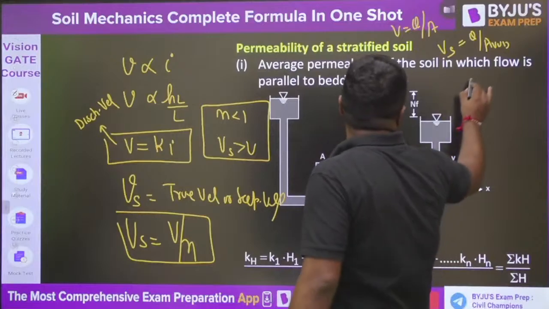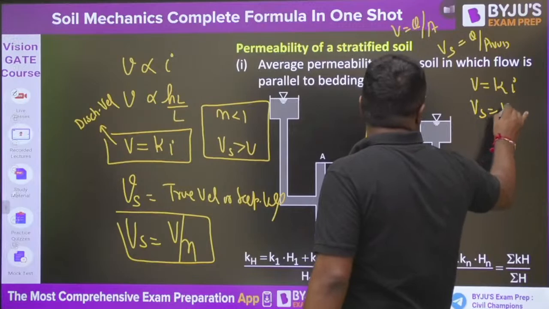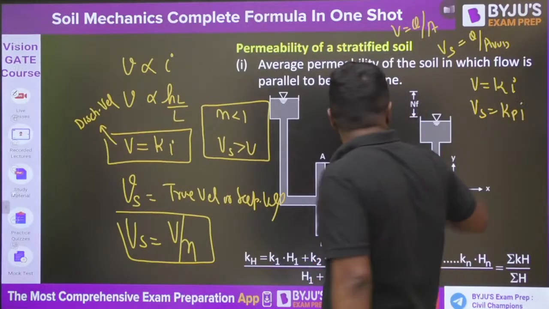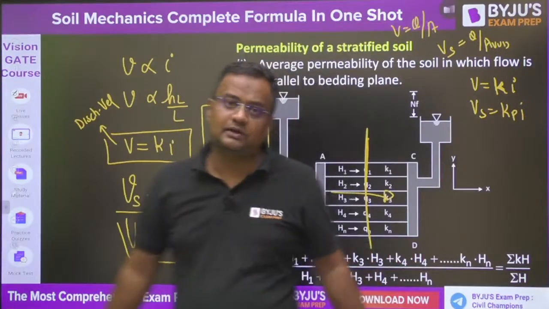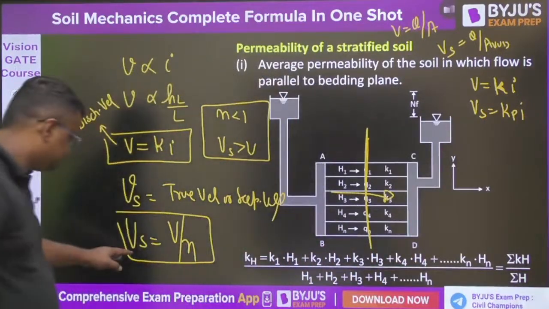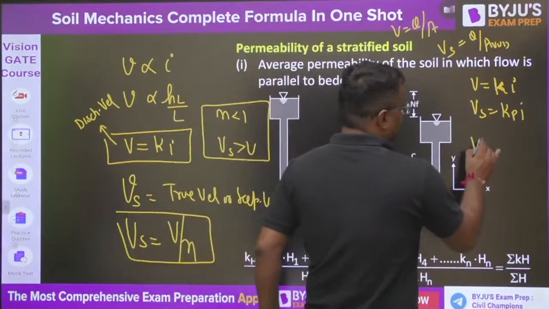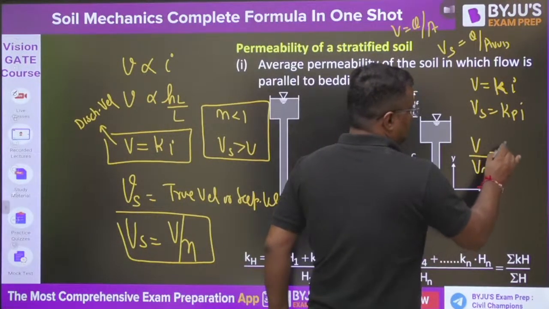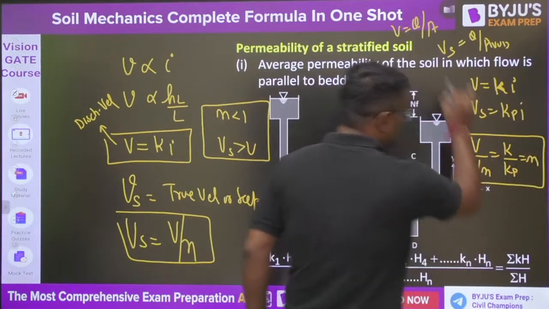And as V is equal to Ki, similarly Vs is equal to Kp times i. This K is hydraulic conductivity or permeability, and this Kp is the coefficient of percolation. And from here, V by Vs is equal to n. V by Vs is equal to K by Kp is equal to n.